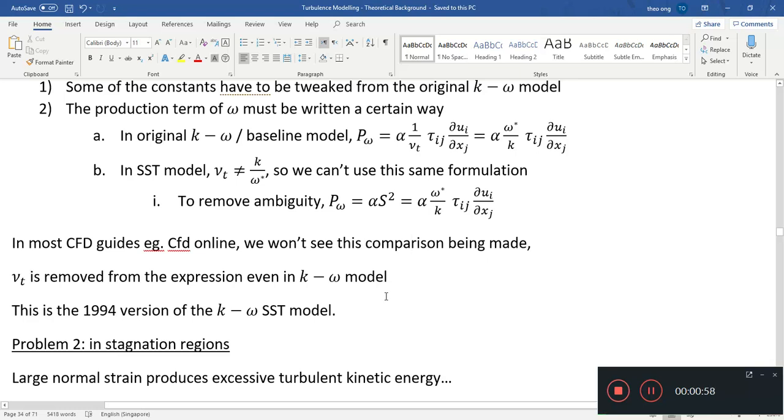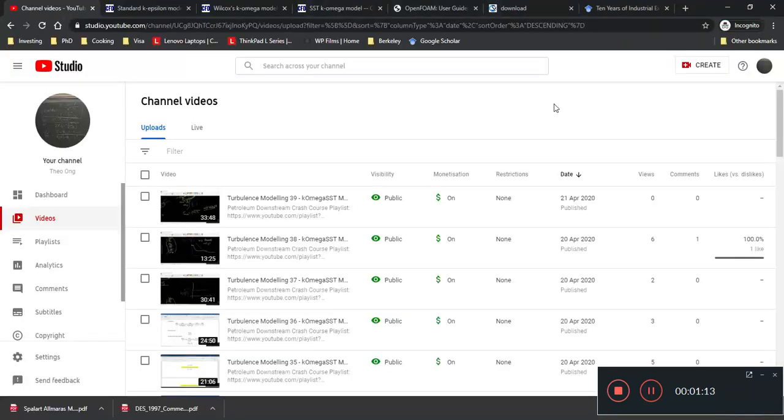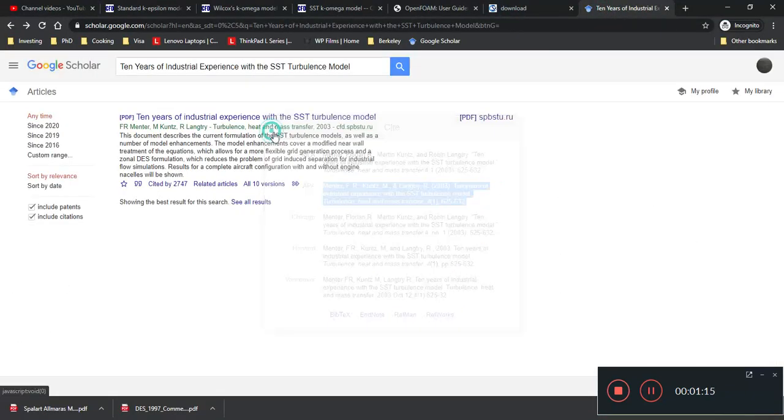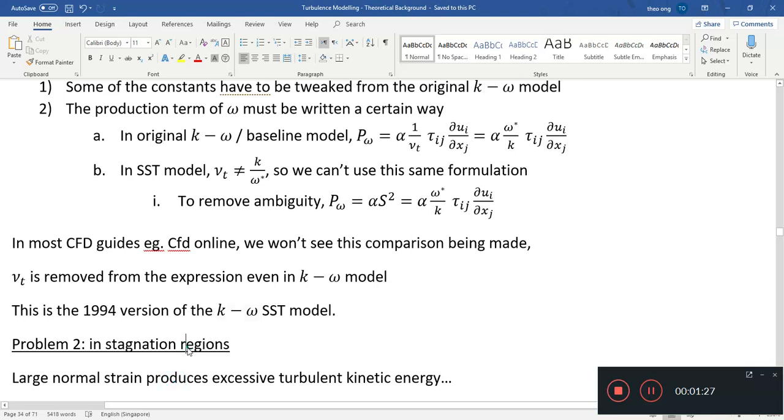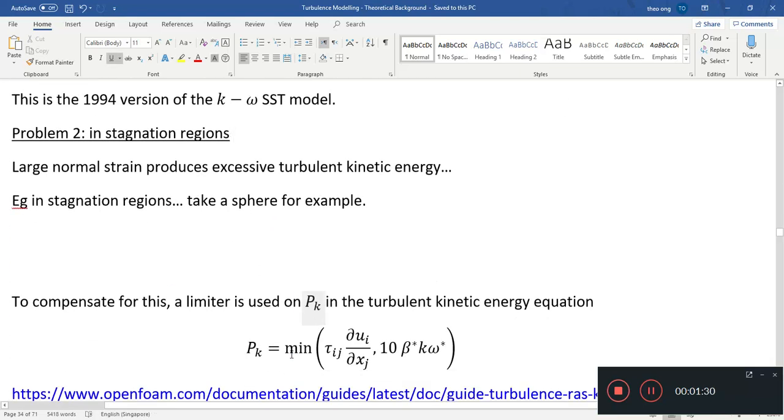So the story is this: people have used this model for like 10-ish years, and basically they found another problem with it, and this one is by Menter again. It's in this paper called 10 Years of Industrial Experience with the SST turbulence model, which is the kOmegaSST turbulence model. So this is what they describe here. What they describe is a second problem called stagnation regions.